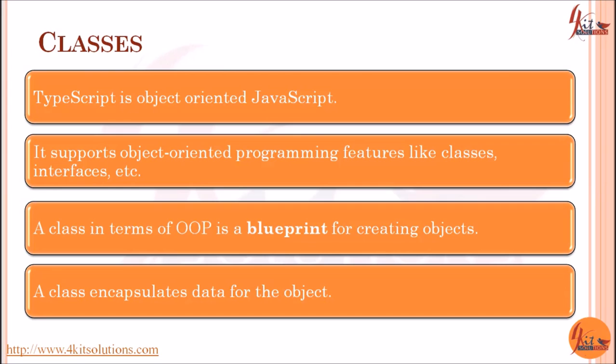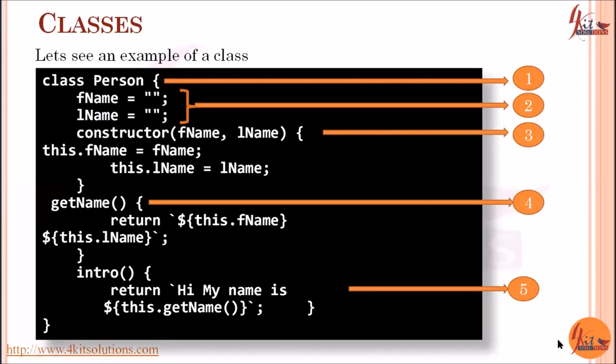So in a class we can have some data, we can have some variables, and we can have some methods which operate on those variables. So it's a wrapping up of data and behavior. Let's see an example of a class. We have a class called person. It has two instance variables, first name and last name. It also has one constructor. In TypeScript, we define the constructor with the keyword constructor.